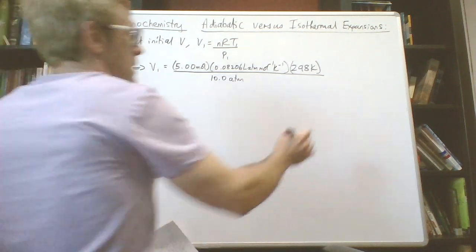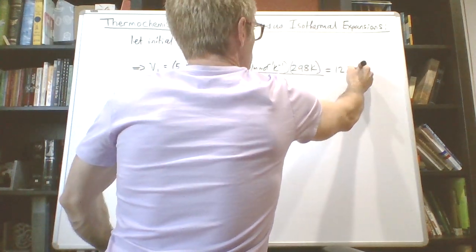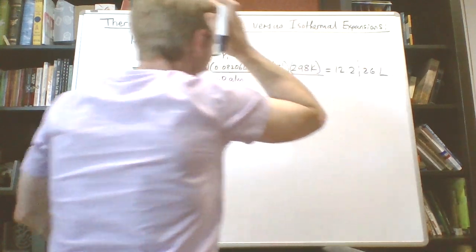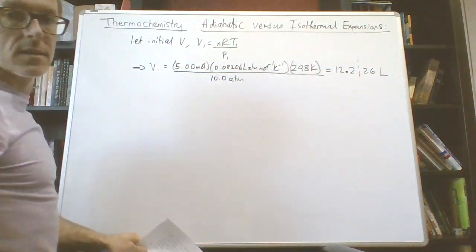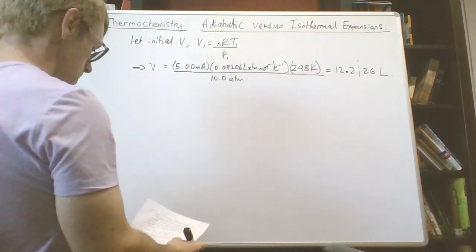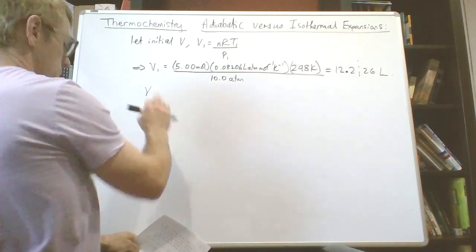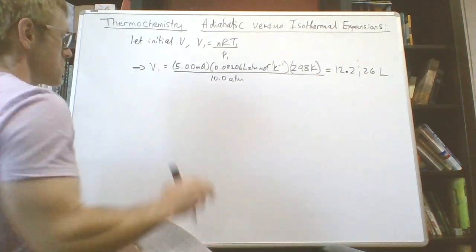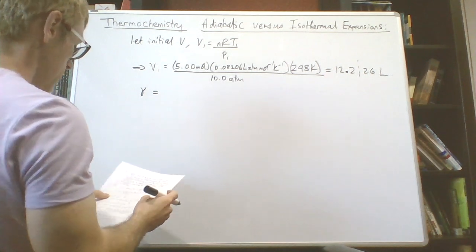Okay, and we calculate that to be 12.226 liter. We're only good to 3 sig figs. We're just propagating a few extra digits here. Let's look at gamma. We know we have to look at gamma because we're told we're under adiabatic conditions. So let's see how to handle gamma.